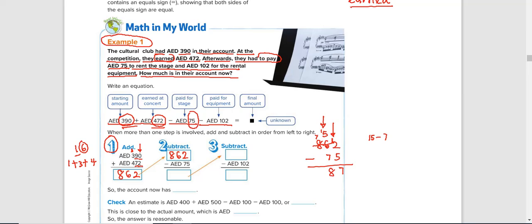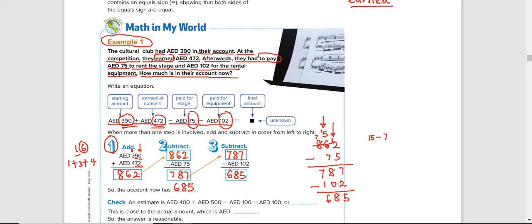Very good. So lastly, we have 7 left. So this is the result. We have 7, 8, 7. So you take it up here again, 7, 8, 7. So now we can do the last one, 102. So do 787 minus 102. We have 7 minus 2, 5. 8 minus 0, 8. And 7 minus 1, 6. So we have the answer 685 in the box. So this is what is left.